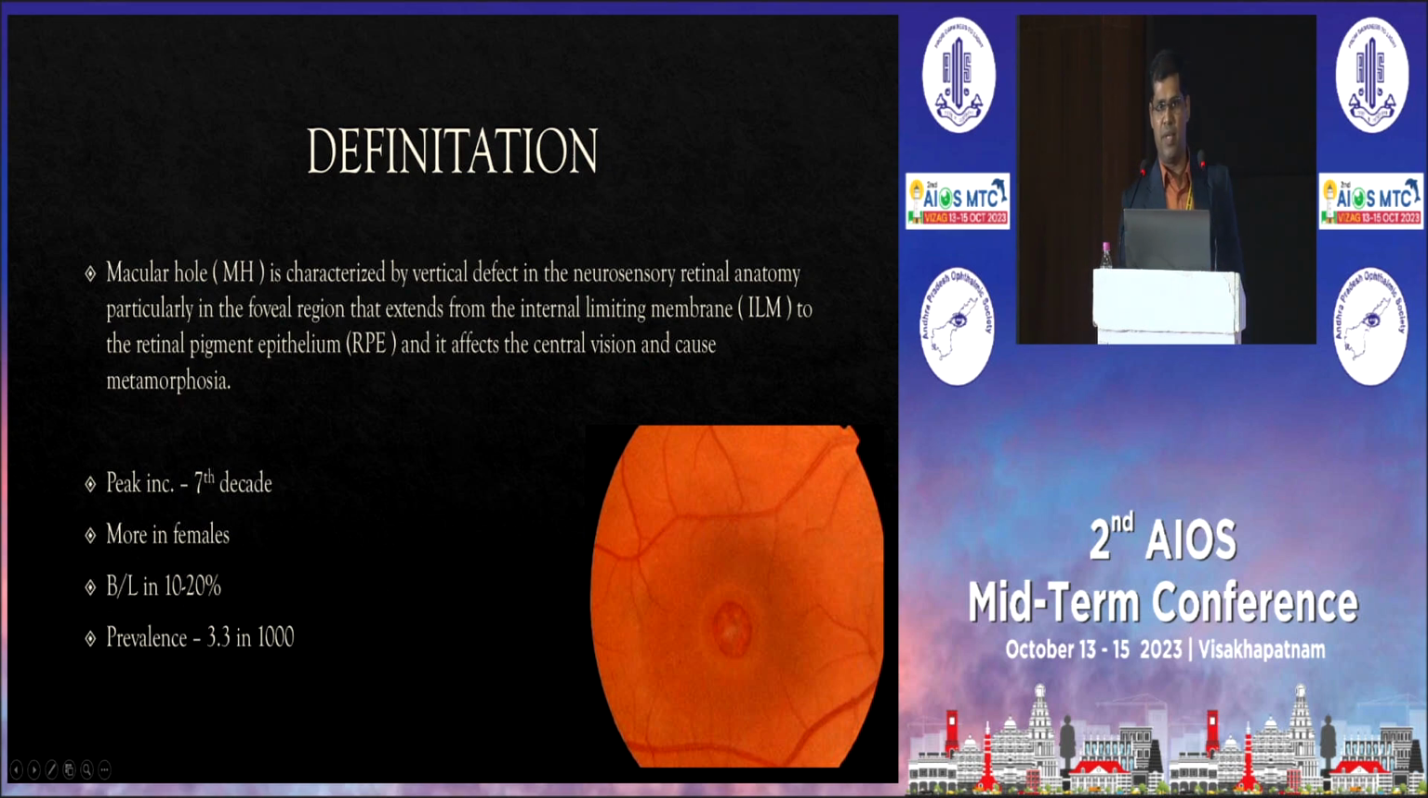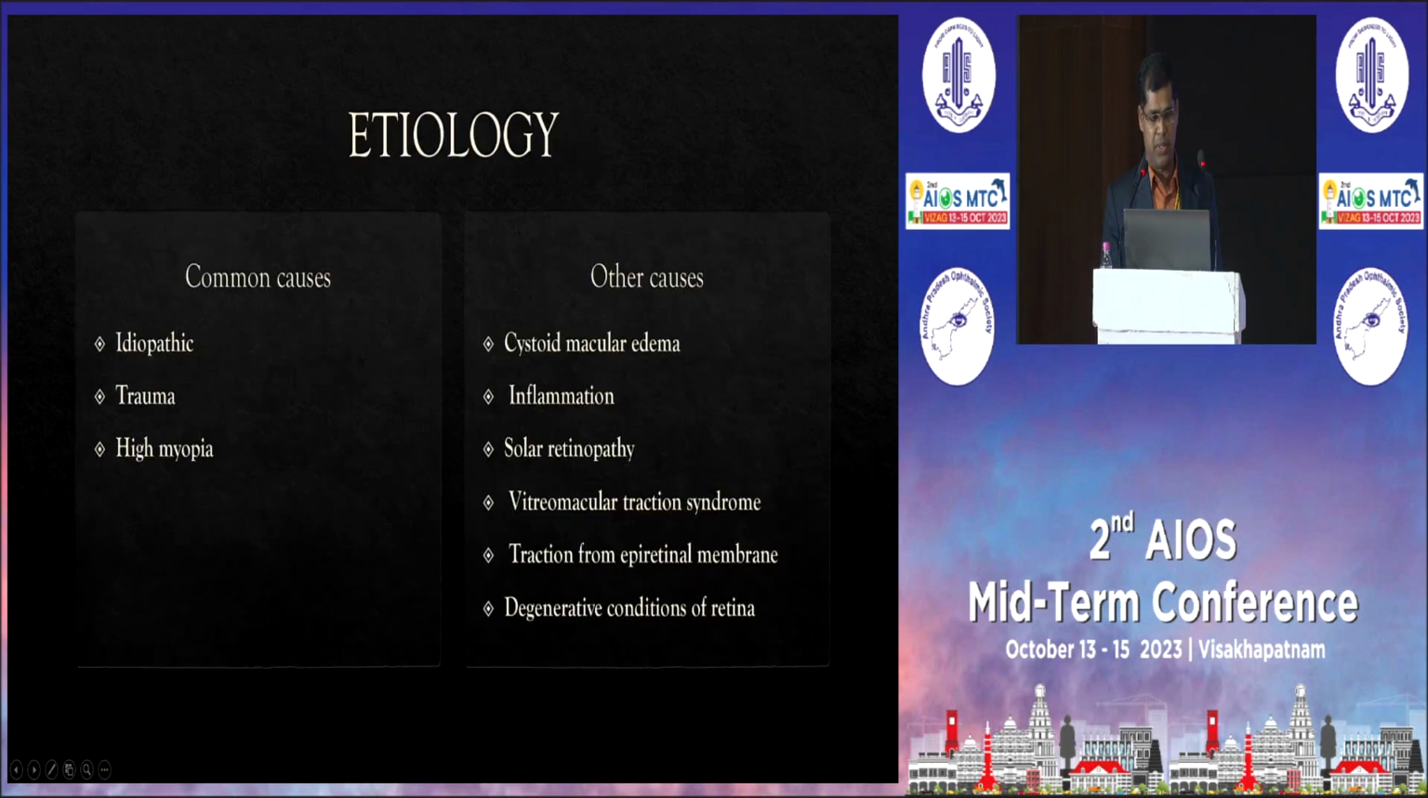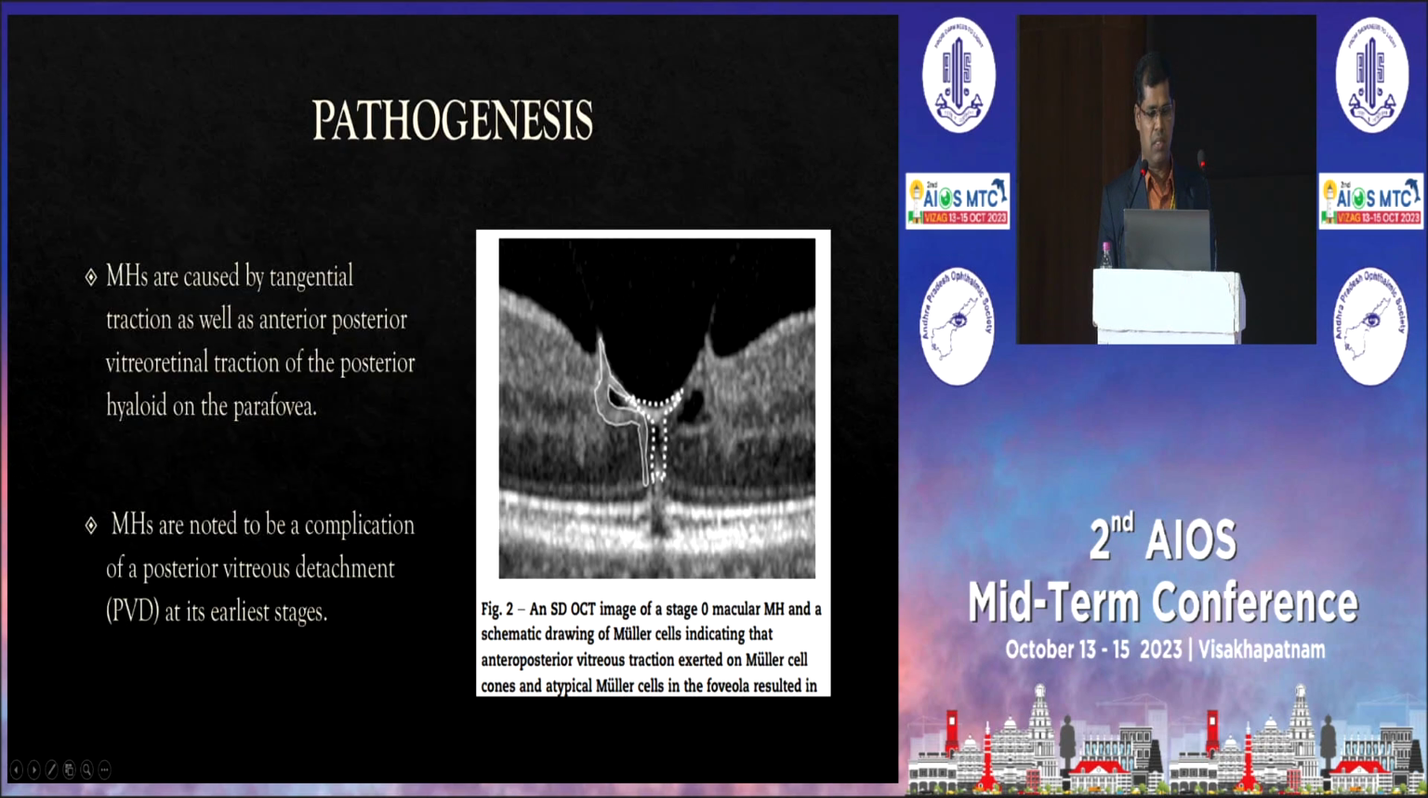Most commonly we see this in the age group of the 6th and 7th decade, more common in females than males, and it's bilateral in 20%, and the prevalence is 3.3 in 1,000 population. Coming to the etiology, idiopathic is the most common one. Even trauma can cause macular hole, as can high myopia, cystoid macular edema, inflammation, and vitreomacular interface disorders.